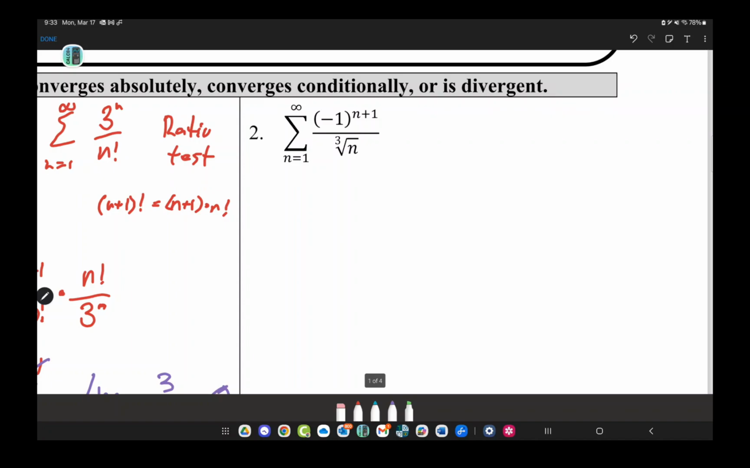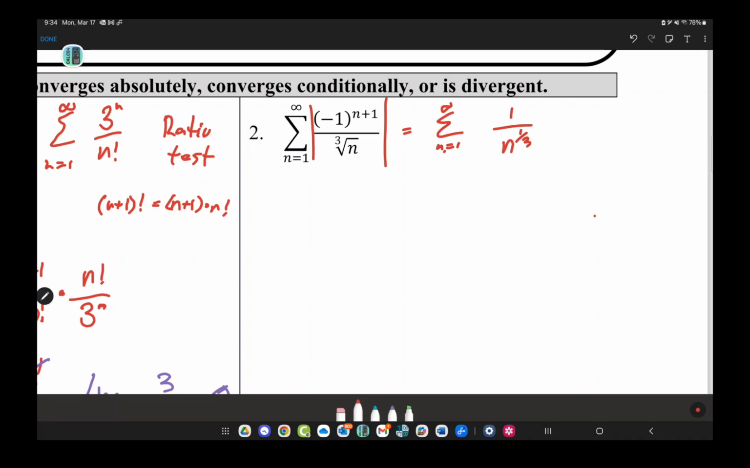So in this one, again, I take the absolute value, which means this is going to become the sum as n goes from 1 to infinity of just 1 over the denominator. Why did the exponent go away here? It's no longer alternating, because it's going to be positive. 1 to any power is going to be 1, so you don't have to have the exponent anymore. Now your denominator you can write as n to the 1/3.